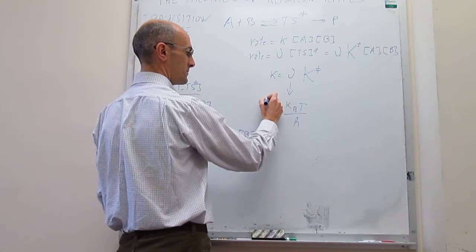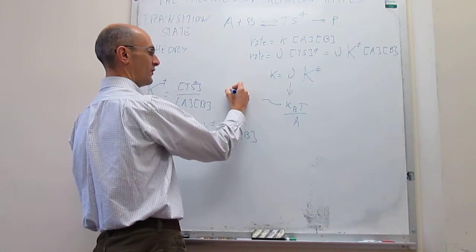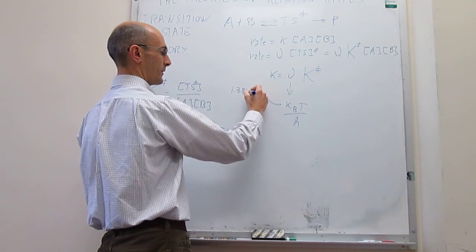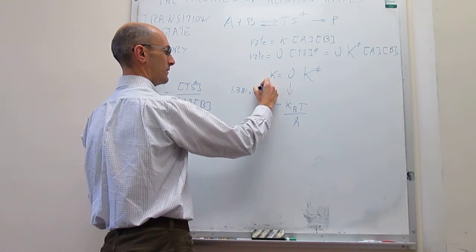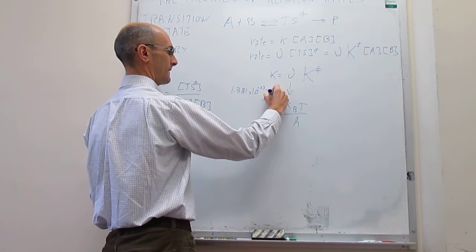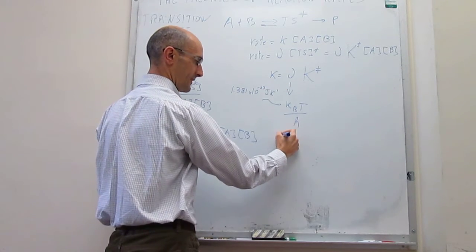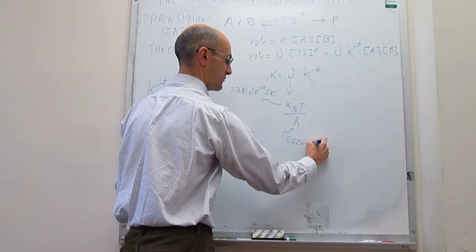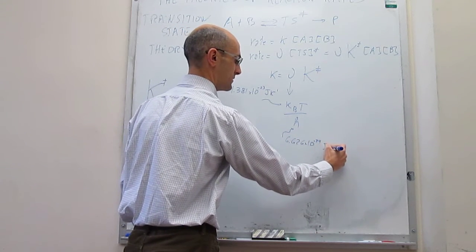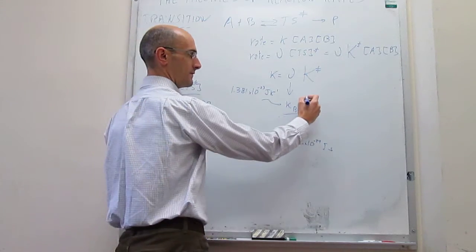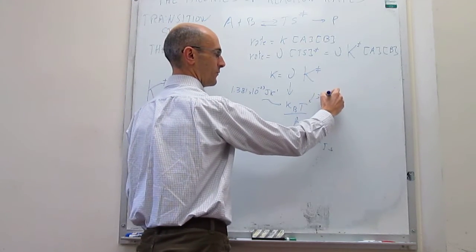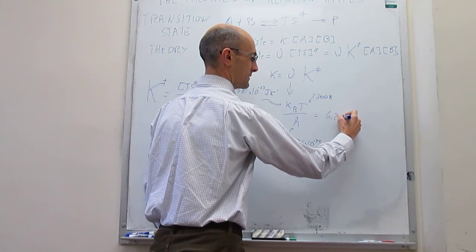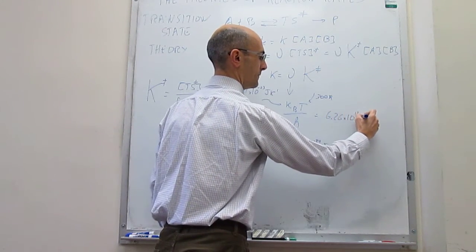These values, which we will become very familiar with in future chapters: the Boltzmann constant is 1.38 times 10 to the minus 23 joules per Kelvin. This h, which is Planck's constant, is 6.626 times 10 to the minus 34 joule seconds. And if the temperature is 300 Kelvin, which is about room temperature, this factor happens to be 6.26 times 10 to the 12 per second.